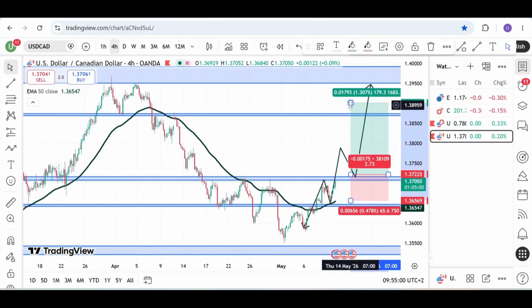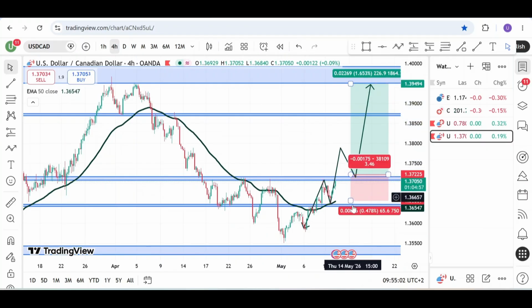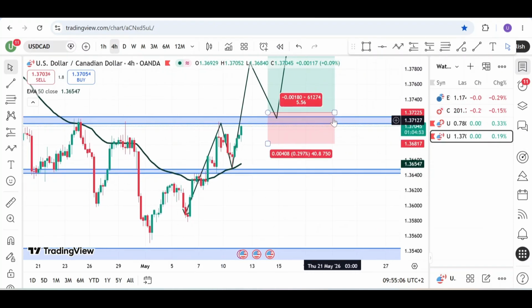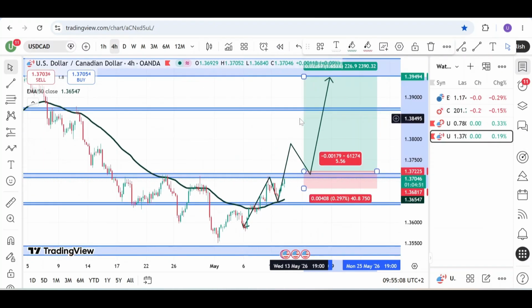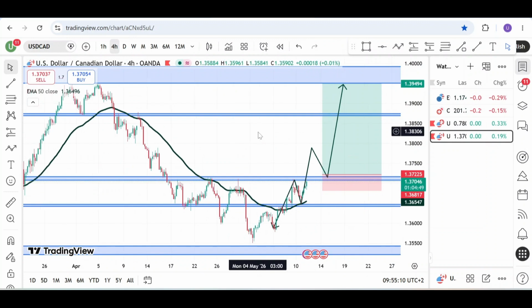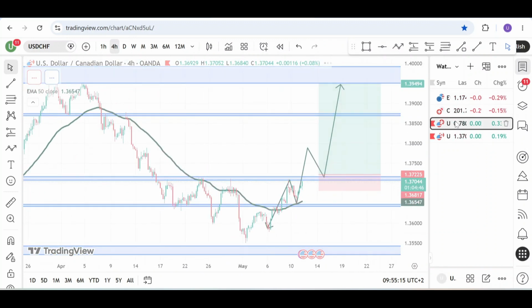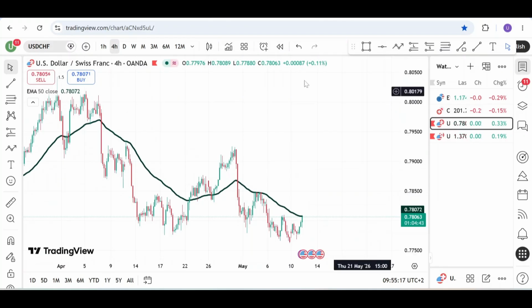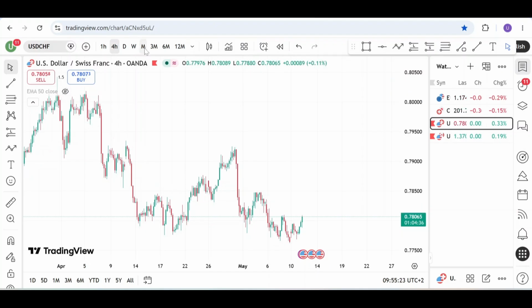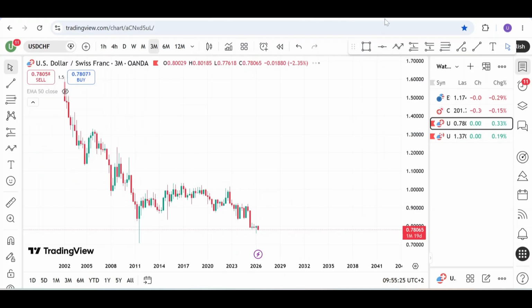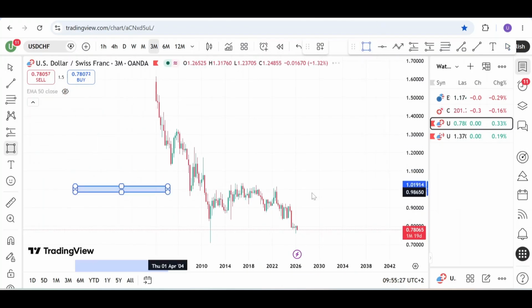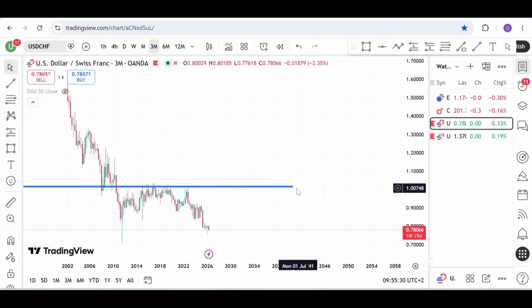This is TP1 here, and this is TP2 here. We risk 40 pips, and we target a risk to reward of 5. This is a very beautiful clean setup, and this is also about USD CHF. We remove these EMAs. On the 3-month time frame, as you can see, we are in a downtrend. This is monthly.